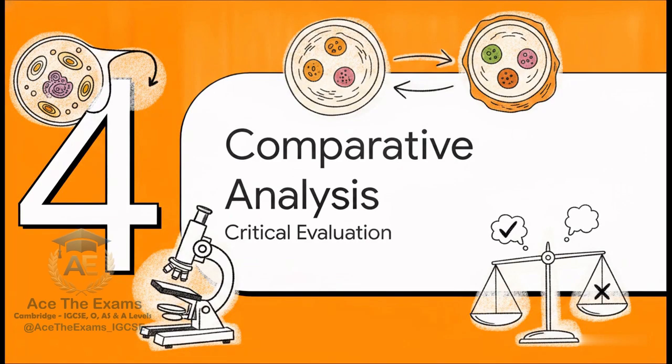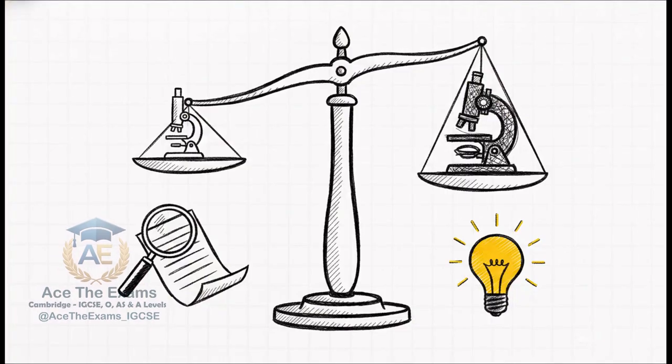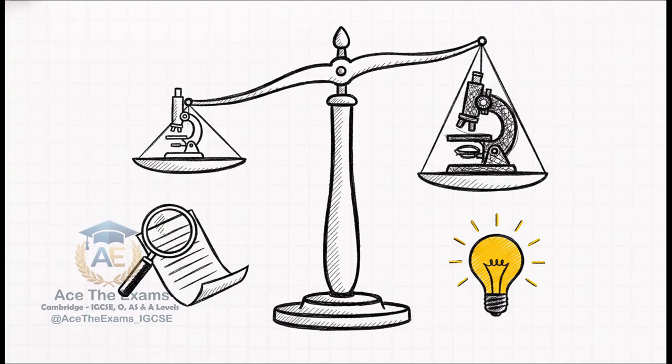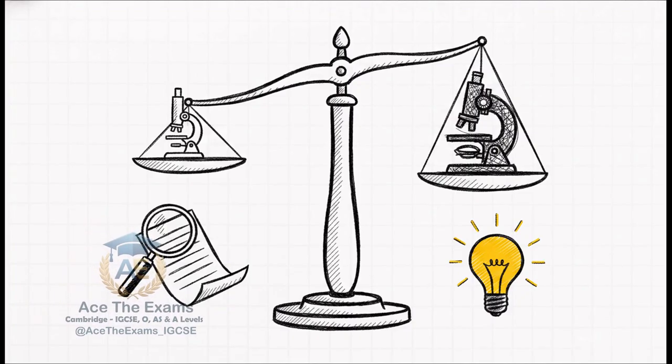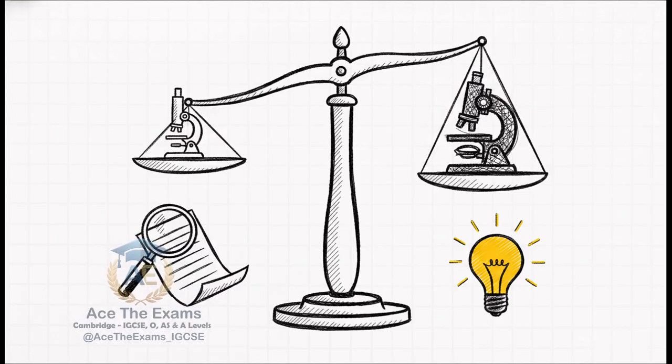Let's jump into Section 4, Acing Comparative Analysis, Critical Evaluation. This brings us to the real climax of our explainer, where we deal with the highest order assessment objectives that demand critical evaluation and justified conclusions. Let's see how this builds up our analytical toolkit.